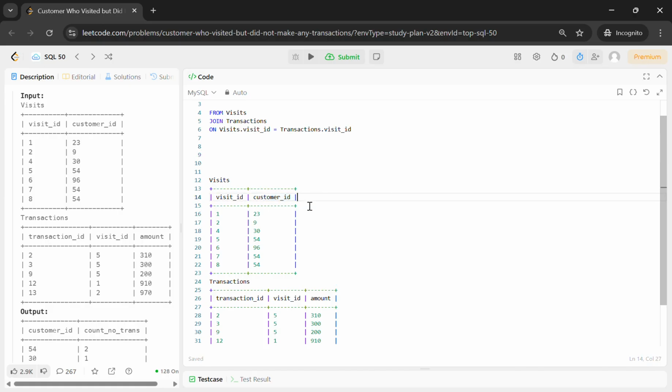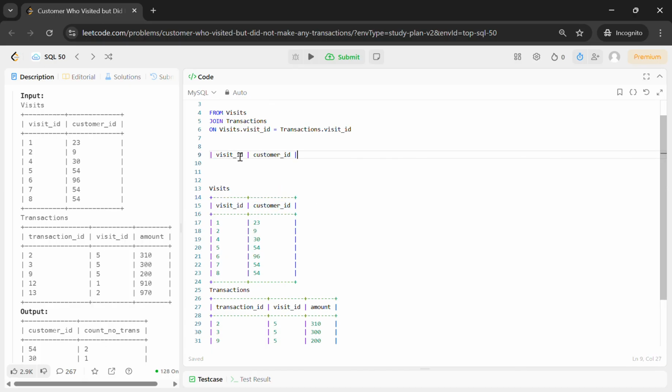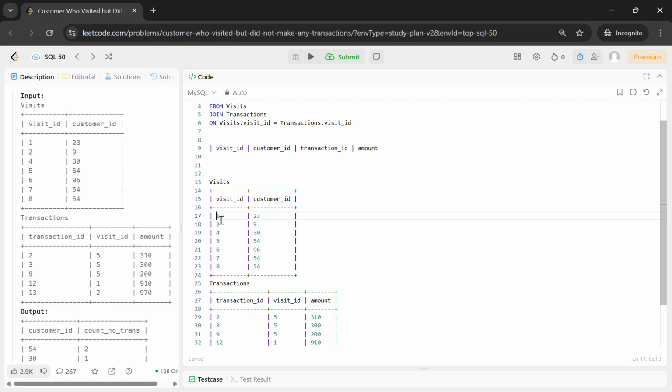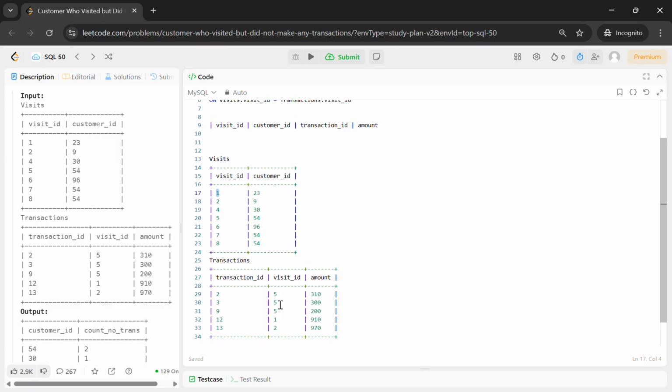Now I will have 4 columns in the result table: Customer ID, visit ID which is already there, transaction ID, and amount. I will have 4 columns in the newly formed table after writing this query. And how will it be formed? Visit ID 1: is it there in the second table? Yeah, it is there. That means it can enter here.